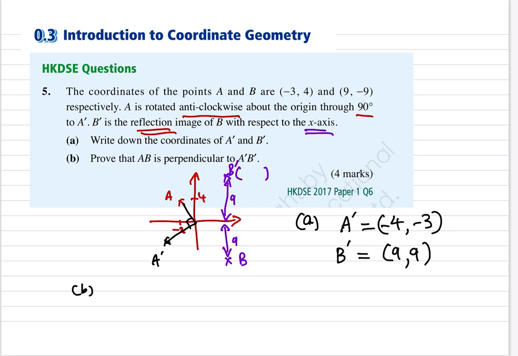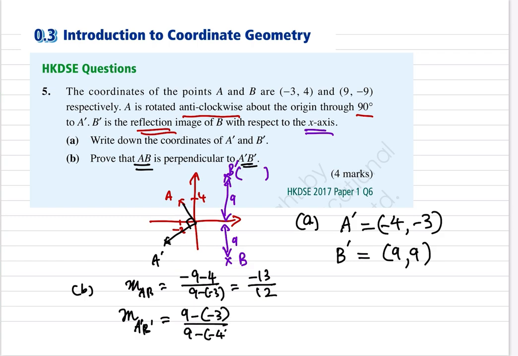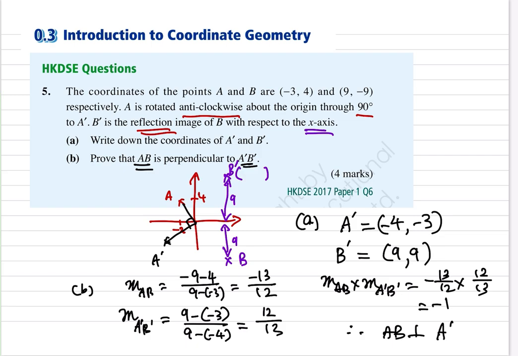So part B, how to prove that AB is perpendicular to A prime B prime. You know all the slopes of this. So you find the slope of AB. Then it is, let's say, negative 9 minus 4, over 9 minus negative 3. Then what you get is negative 13 over 12. And then you find the slope of A prime B prime using the similar method. 9 minus negative 3, over 9 minus negative 4. Then it is 12 over 13. So you say that the slopes of these two multiplying together is negative 13 over 12 times 12 over 13, which is negative 1. Therefore, AB is perpendicular to A prime B prime.